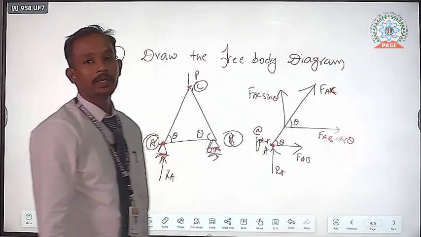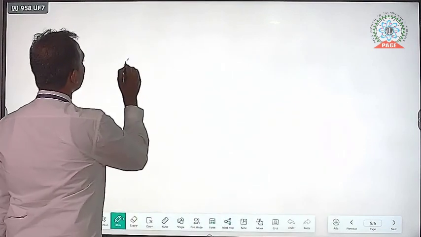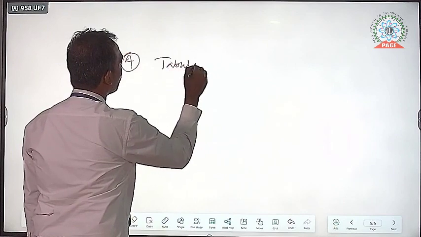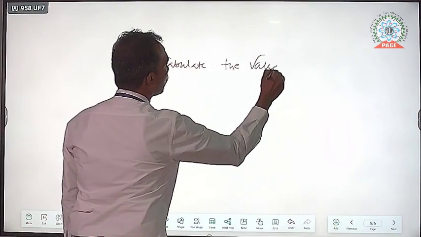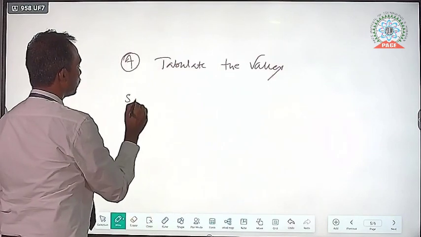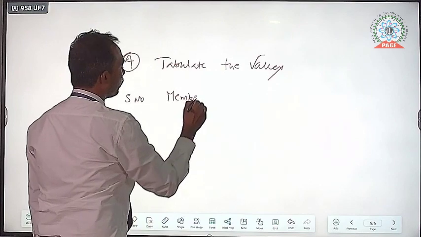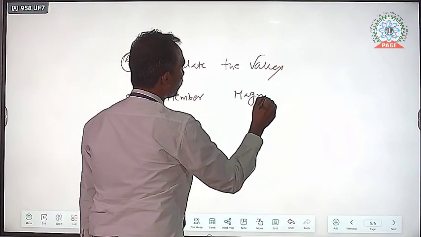And the final step, that is the fourth one, is tabulate the values. So that is serial number, member, and magnitude, like this.